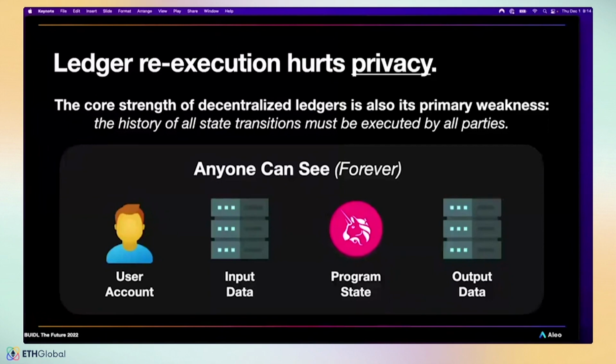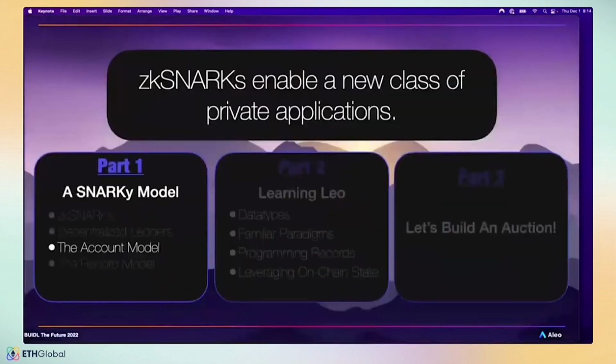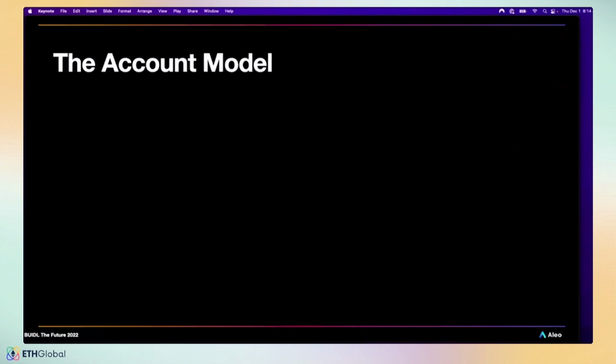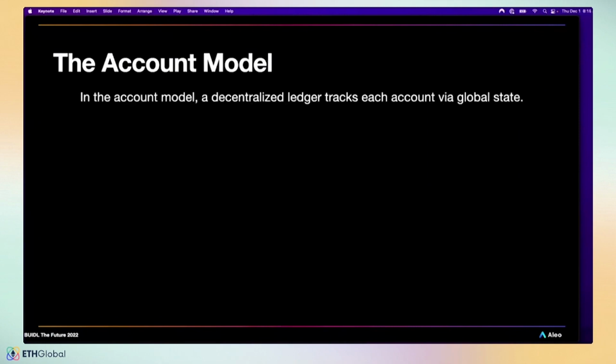But first, we also need to see what's the fundamental cause of this problem. And when we take a step back and really look at the existing systems, we see that these problems are really a byproduct of the account model. So what is the account model? The account model is a model for organizing account and application state on a decentralized ledger.